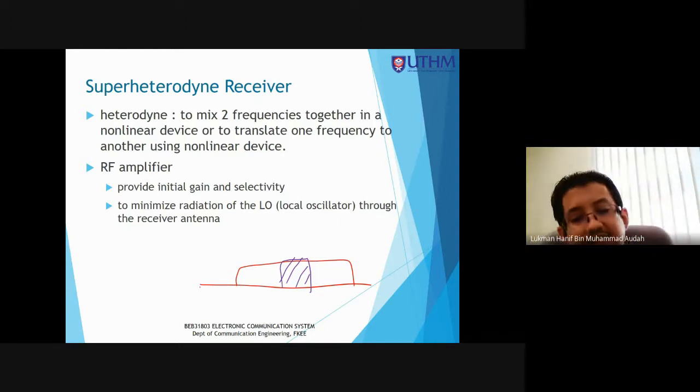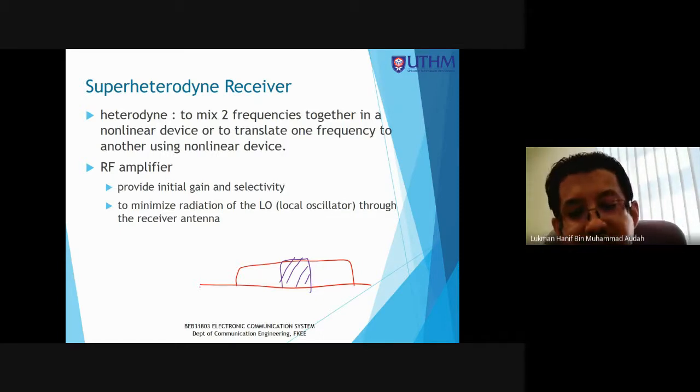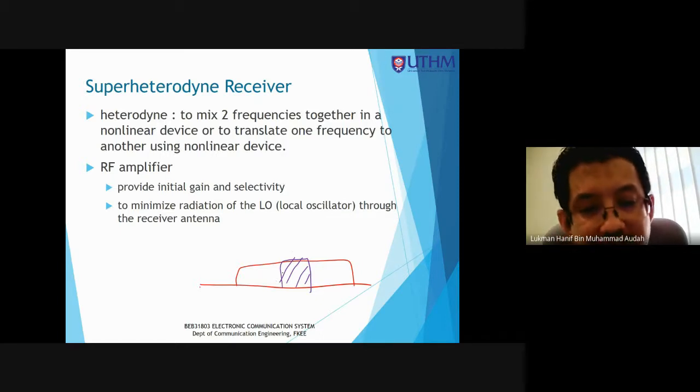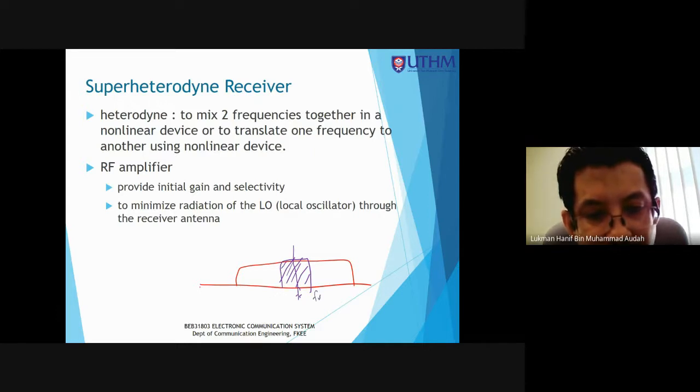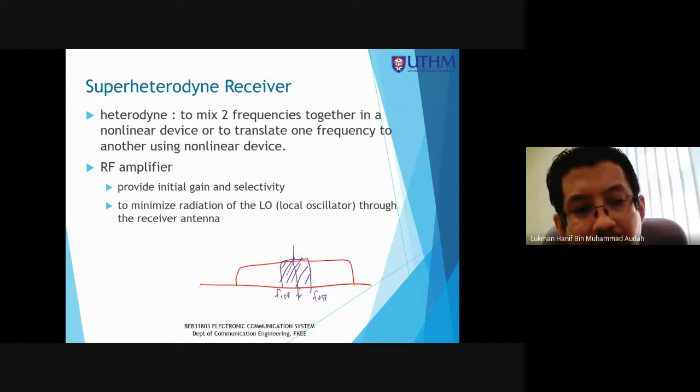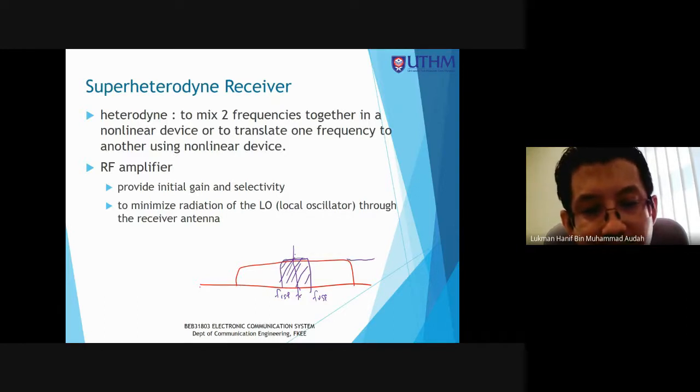So the pre-selector will select only the desired frequency band. Okay, yang saya colorkan this purple color. Okay, so remember that this is FR, resonant frequency. This is FUSF. This is FLSF. Okay, and after we select this portion of bandwidth, we amplify the amplitude. Okay, we amplify the level of amplitudes here to become higher.